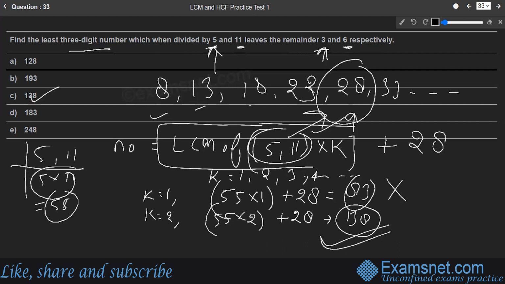This could also be done if we had just checked the options. We would have taken 128, divided by 5 and 11, and checked for the condition, and one by one we could have tried all the options. But this is just a method. The real mathematics is available on the right side, which is giving the answer as 138 again. So 138 is the right answer.